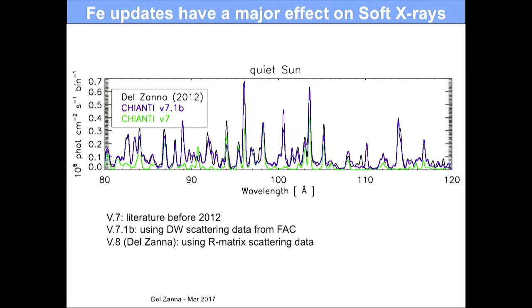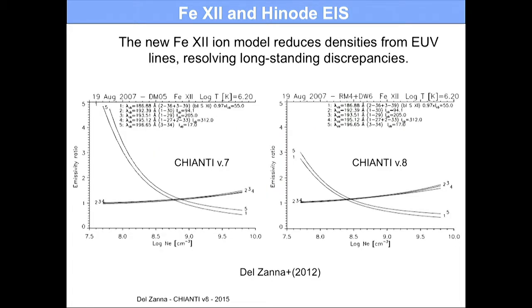And this large-scale calculation also improved a lot the measurements of densities. For example, this is a plot of the densities obtained from ratios of different lines in the extreme ultraviolet from some solar spectra. In version 7, we measured a density of about 10 to the 9 or something like that. But just by changing the atomic data, and this was actually a surprise, we didn't expect this, we find, using the same observation, much lower densities, bringing the observations basically into agreement. This is just an example.